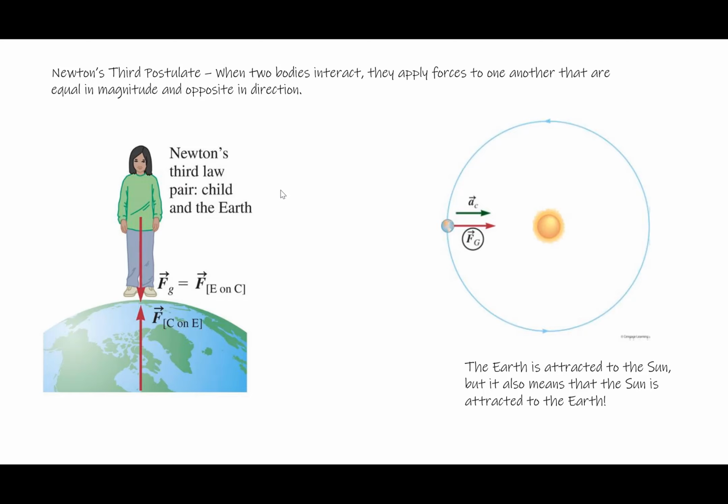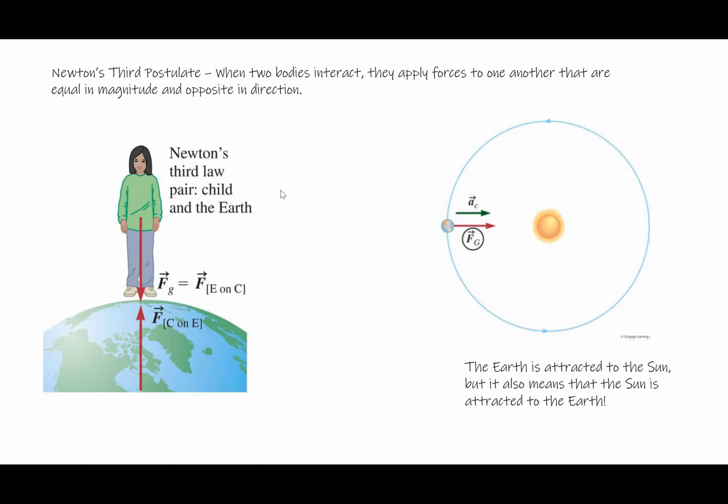Similarly, if I have a child standing on the earth, she's applying a force to the surface of the earth equal to her weight, but the earth is pushing back on her with a force that we're going to call a normal force, equal to the magnitude of her weight but in the opposite direction. Okay? So they're going back and forth.